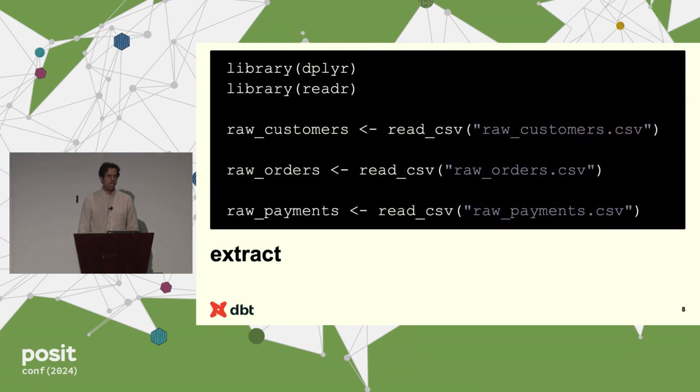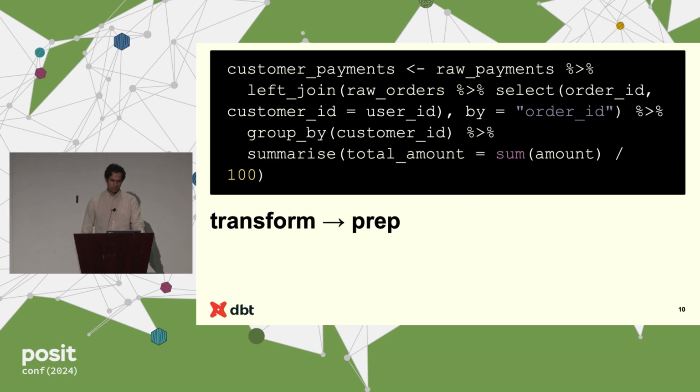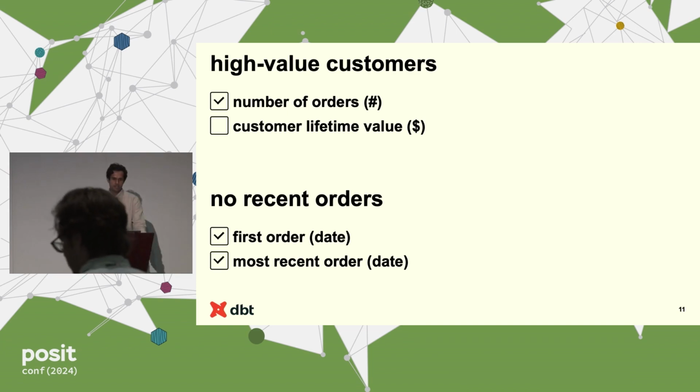I'm going to speed through these next few slides because most of you are probably very familiar with these. This is data extraction. You read the CSVs in. We prep the orders. We group by customer ID and do some aggregates on first order, most recent order, number of orders. And then also on the payments, same group by customer ID, and then convert from cents to dollars. Very basic transformation. Now we have the number of orders, the first order, most recent order, and we need to get customer lifetime value.